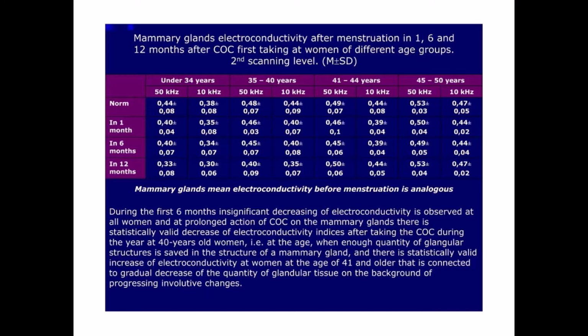During the first 6 months, an insignificant decrease of electroconductivity is observed in all women, and with prolonged action of COC on the mammary glands there is a statistically valid decrease of electroconductivity indices after taking COC for a year in 40-year-old women, i.e. at the age when enough glandular structures are saved in the structure of a mammary gland, and there is a statistically valid increase of electroconductivity in women aged 41 and older, which is connected to a gradual decrease of the quantity of glandular tissue on the background of progressing involutive changes.